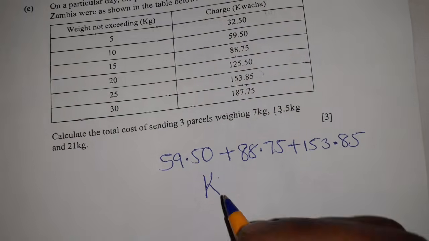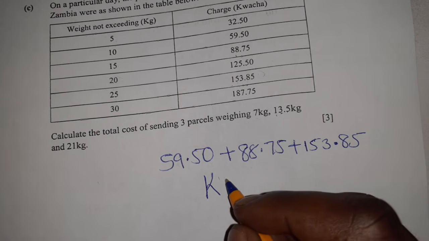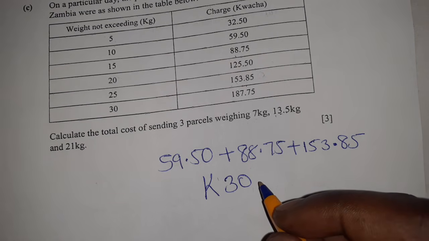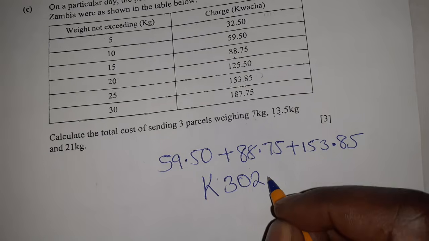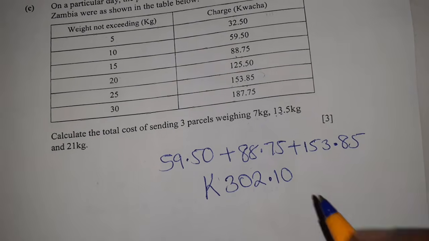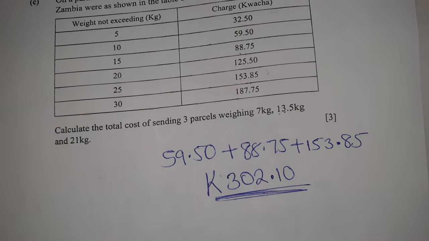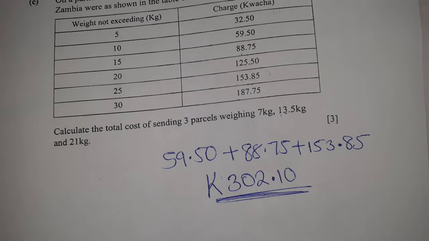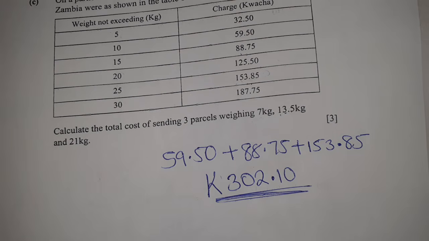How much are we getting? All right, let's add. So we'll get 302 point. Okay, this is what we're going to get. All right.